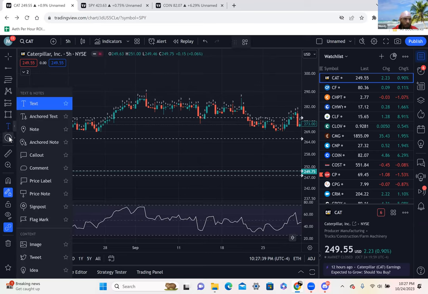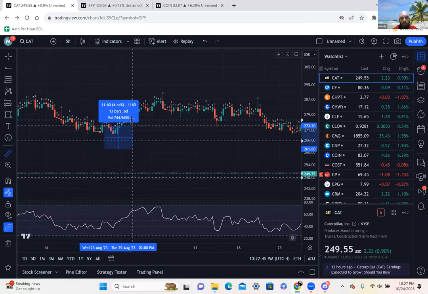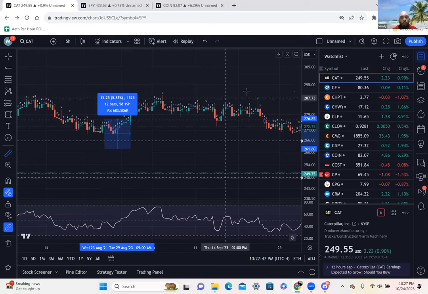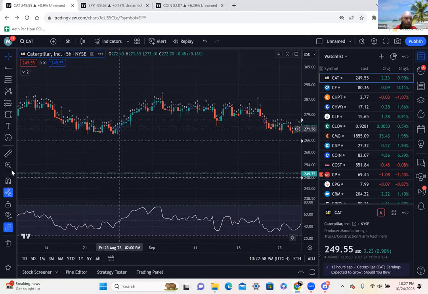Nothing there. Oh yeah, so I was on the smiley faces. I wouldn't use the smiley face for anything. The ruler is just to measure your bars. I didn't even know that, but it does also give you volume. Just measure the percentage move of what you're trading. Well, I wouldn't say trading, but what you're looking at, right?